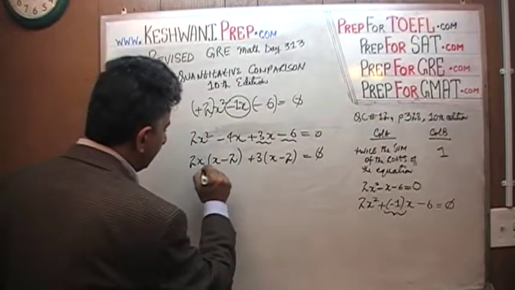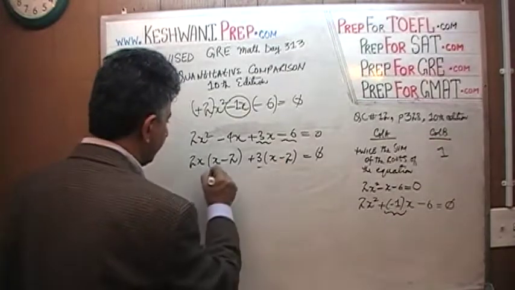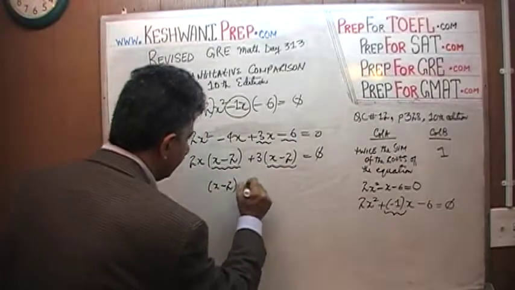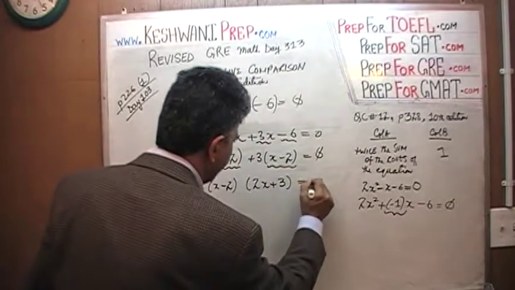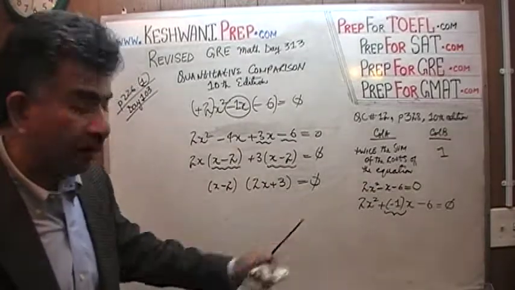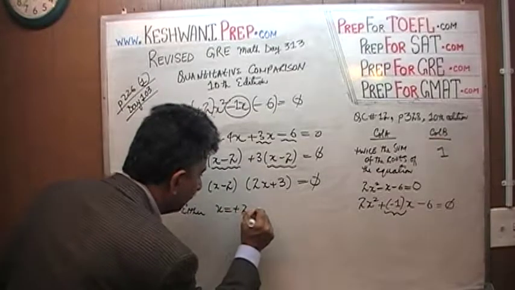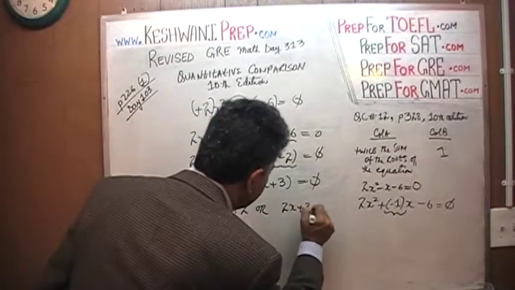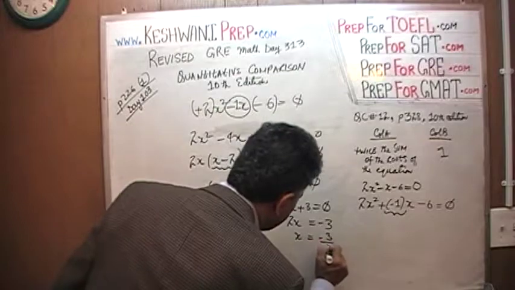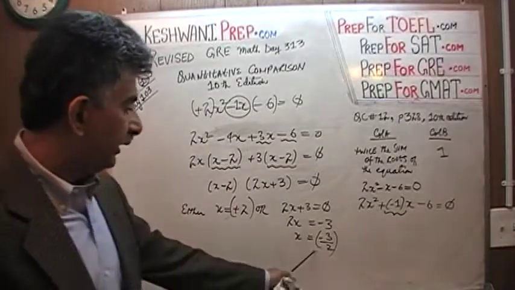Now what do we find common between this term and this term? What we find common in these two terms is the quantity that we see in the parentheses, this part right here. We're going to take out that common factor: x minus 2 and 2x plus 3, and that is equal to 0. And since the product of these two quantities is equal to 0, that tells us that either x is equal to +2 or 2x plus 3 is equal to 0, which tells us that 2x is equal to -3, which tells us that x is equal to -3 over 2. There you go. Those are the two roots. The two roots are +2 and -3/2.